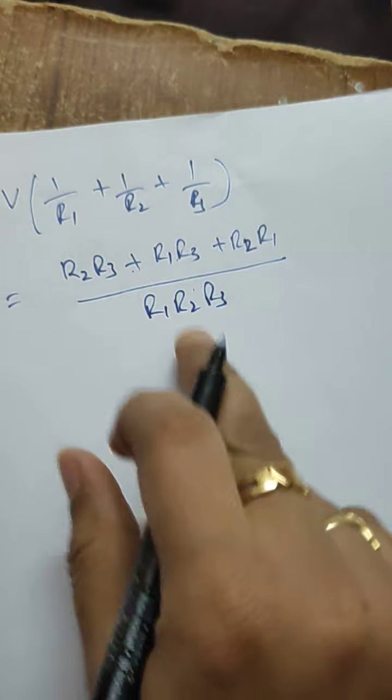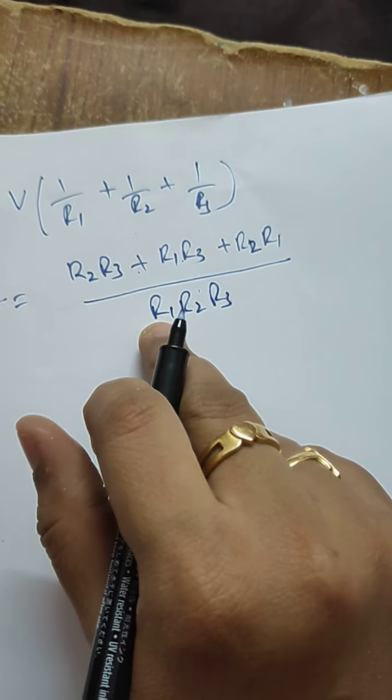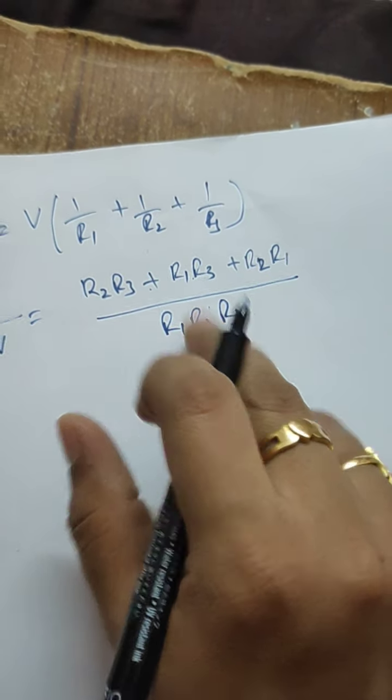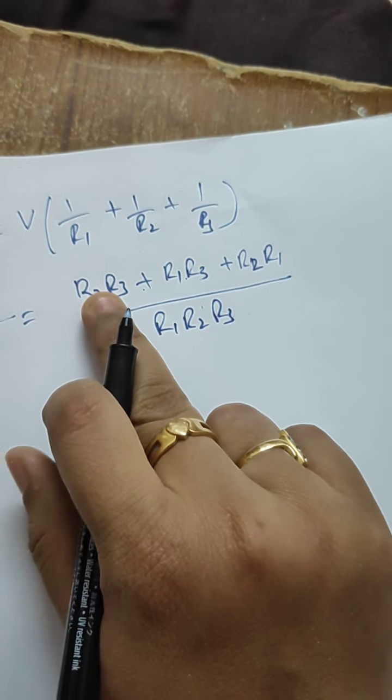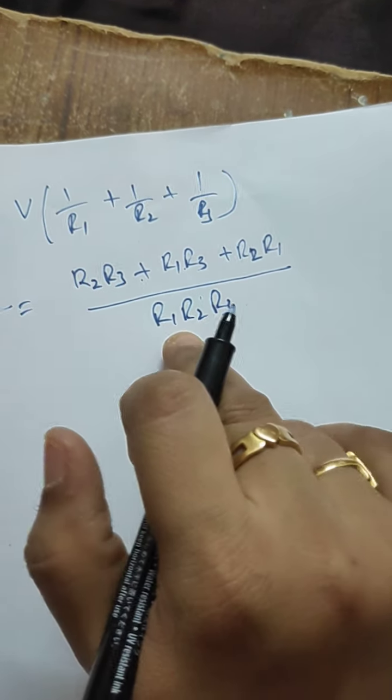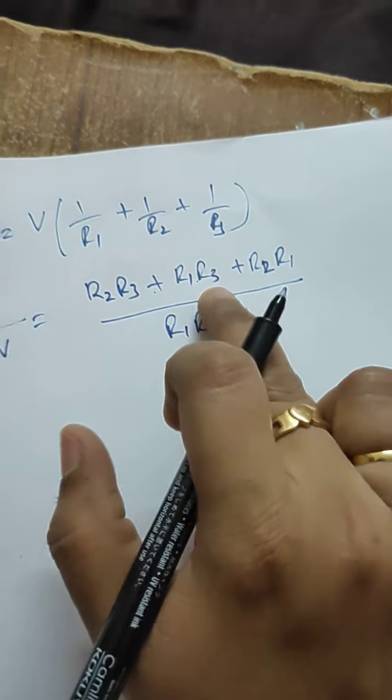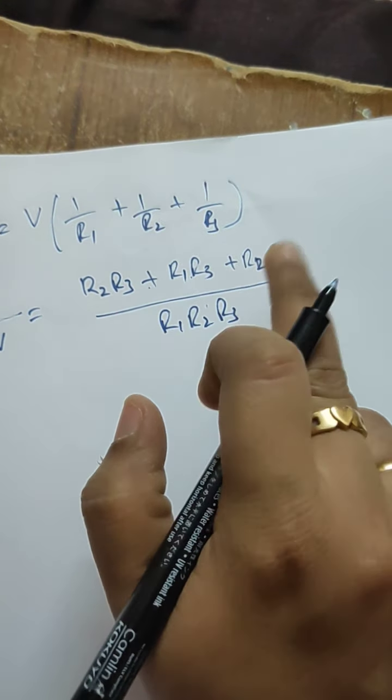Nothing much I did here. I have taken the LCM, and the LCM is R1, R2, R3. So when I take it here, what happens? It will be R2, R3. Why? Because R1 and R1 get cancelled. Here R1, R3. Here R3, R2, R1.